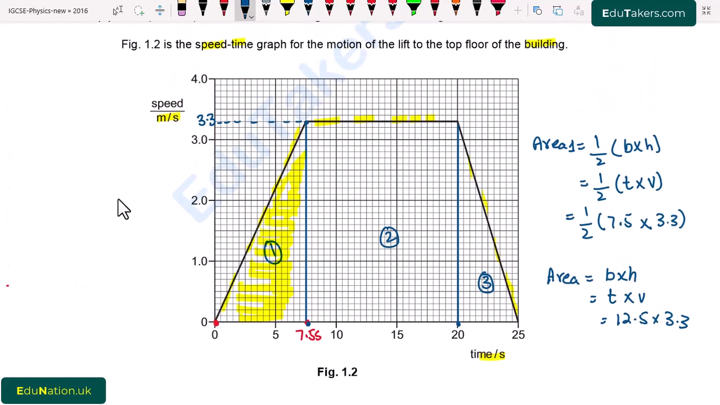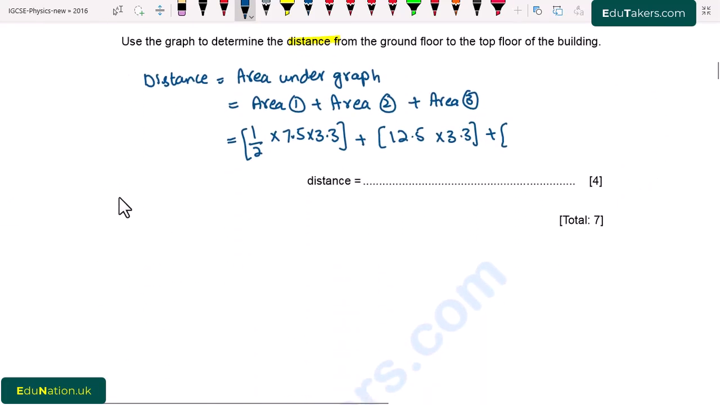Plus area 3. Here it's also a triangle, and the area of a triangle is basically half base multiplied by height. So it will be half. Here time is 25 and it is 20, so the time will be 5, multiplied by speed 3.3. So I write here area 3 is equal to 1 over 2 multiplied by 5 and 3.3.